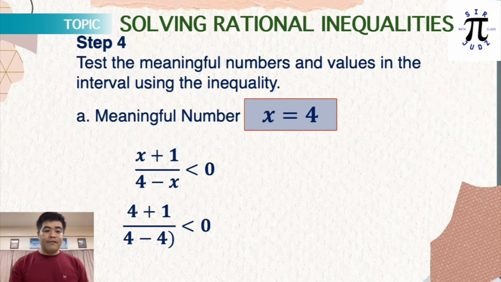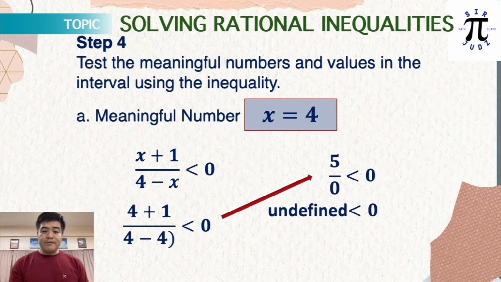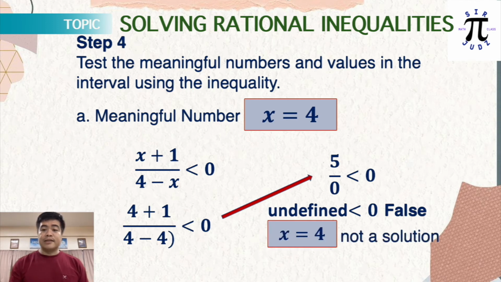So you will have 4 plus 1 over 4 minus 4 is less than 0. So you have 4 plus 1 is 5 and 4 minus 4 is 0. 5 over 0 is undefined, and we know that undefined is not less than 0. So therefore, x equals 4 is not the solution of our inequality.